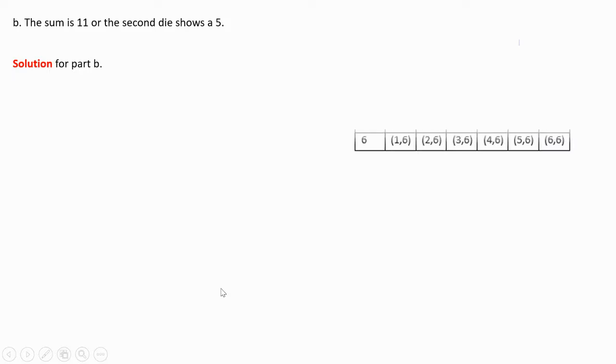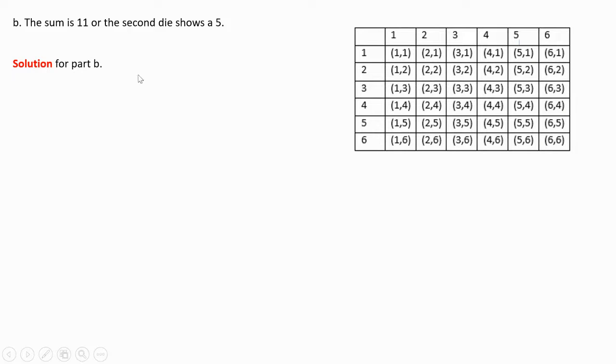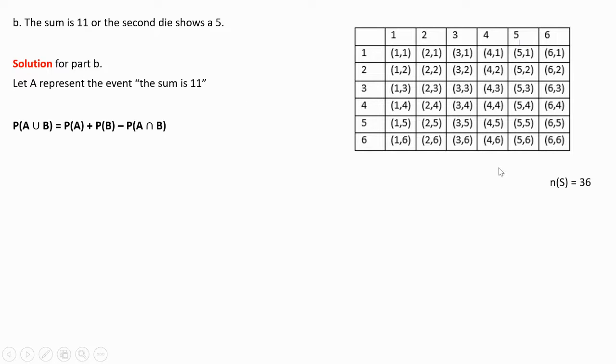Okay, now for part B. The sum is 11, or the second die shows a 5. Again, my sample space is 36. There's my formula. I'm going to let A represent the sum is 11. So 11 will be these two here, it's going to be 2. And then let B represent the second die shows a 5. This is my second die here, it shows a 5, which is 6. So B is 6.